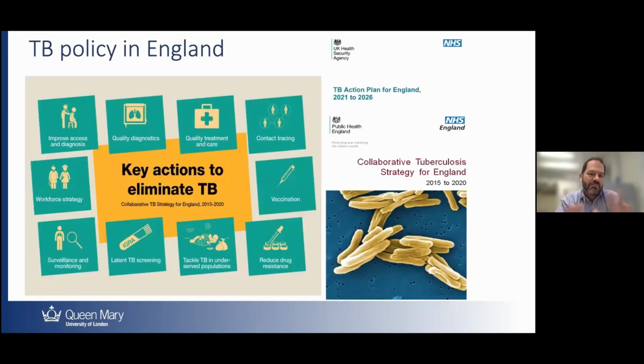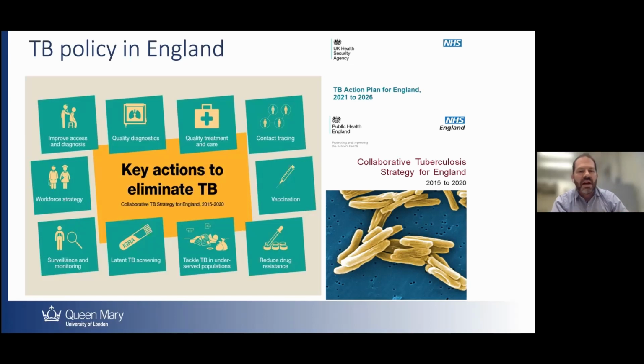So a very brief slide on TB policy in England. You may have heard about the collaborative tuberculosis strategy for England, which was between 2015 and 2020. I should say that basically from 10, 11 onwards, things were implemented. So keep that in mind when we're looking at the numbers. And now, of course, this has been superseded by the TB Action Plan for England 2021 through 2026, which largely fleshes out and takes a number of those items across.